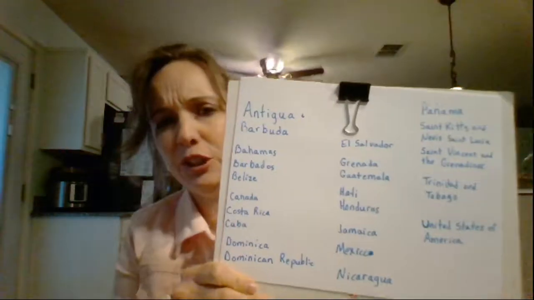You have your maps at home. I guess you can look at it. But North America is all of this. So we often think of North America as just the United States. But actually, North America has 23 countries. So let's look at this chart.